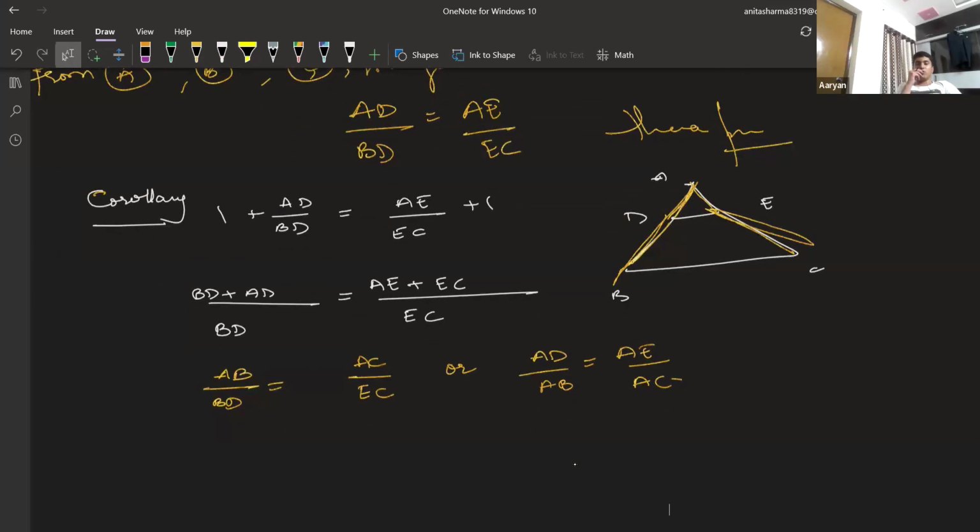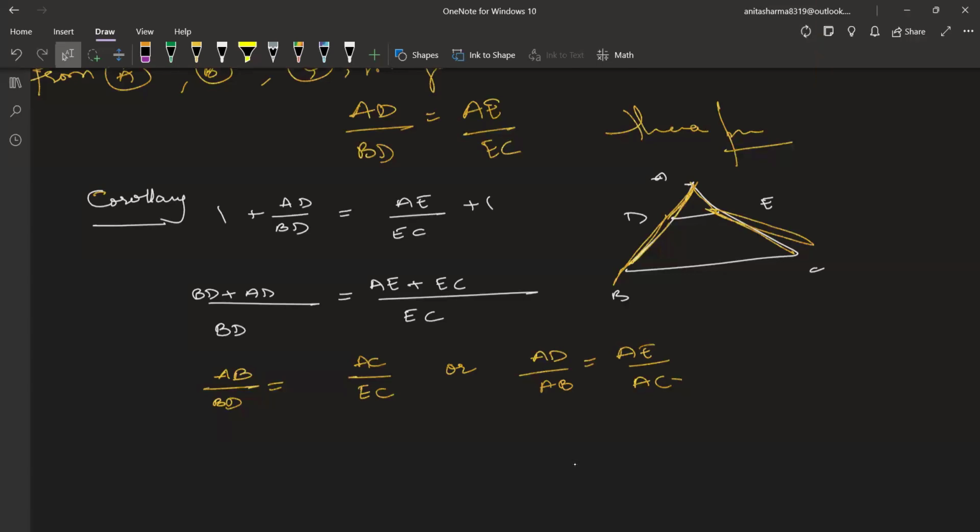Ma'am, what is corollary? Children, corollary means special case. It means this theorem gives this also. It is a special case of this theorem, meaning this theorem gives this thing also. This is a special result, right? Please note this also. Yes, ma'am.